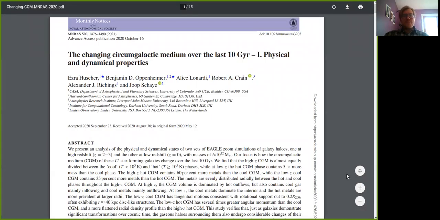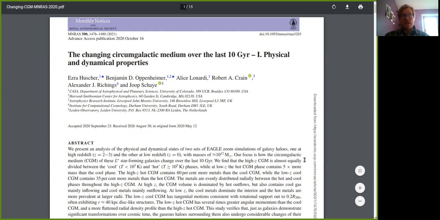Hello, my name is Ezra Huscher, and this is a short overview of a paper just published with Ben Oppenheimer and Alice Lenardi, as well as several other members of the Eagle Consortium, on how the physical properties of the circumgalactic medium change over time. I'll step through some of the highlights here.